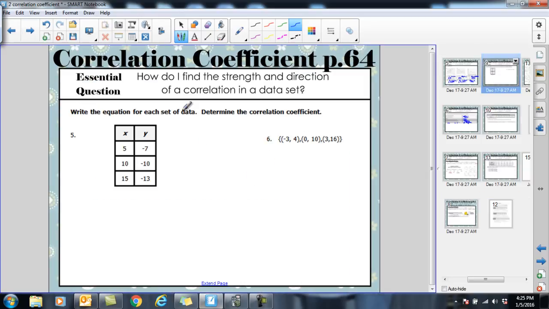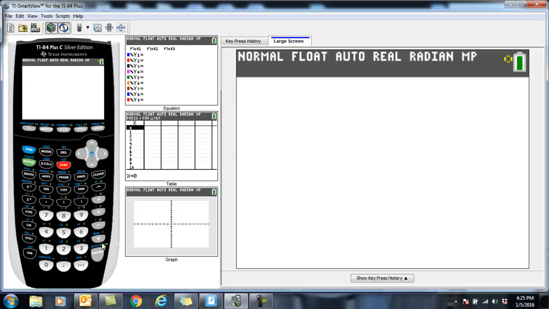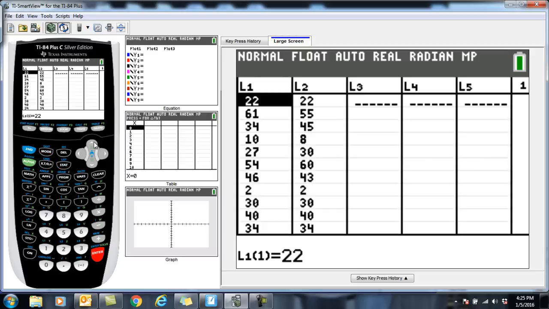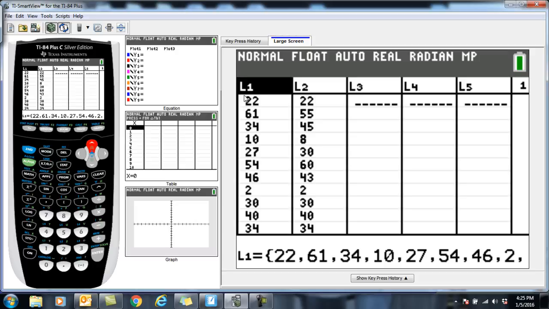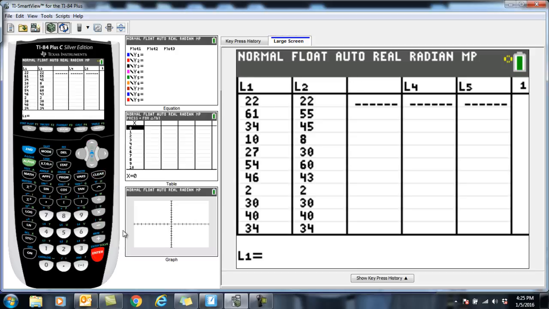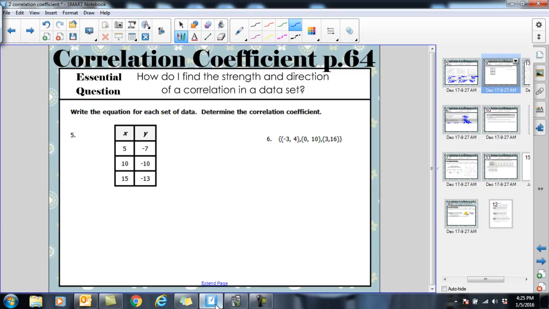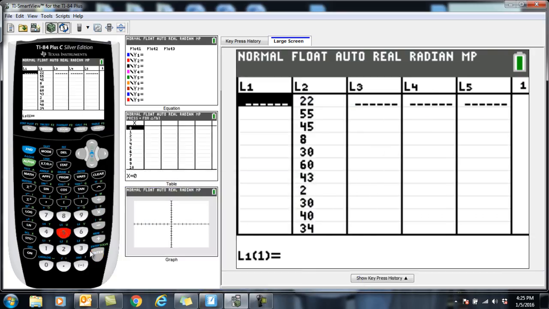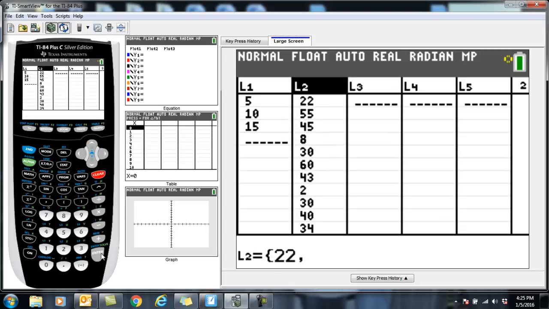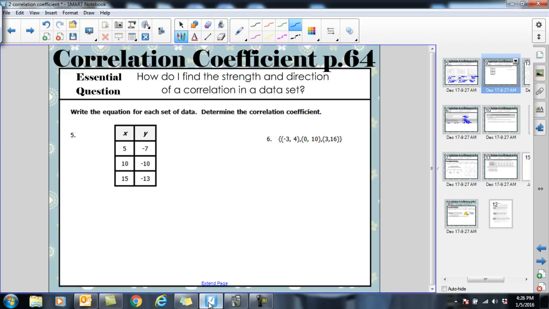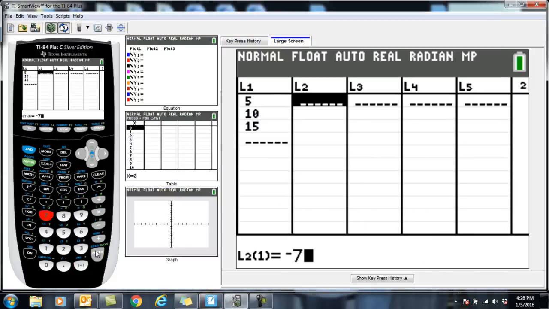So this first question, number 5, it's 5 and 6 ask us to write the equation for each set of data, and then we have to determine the correlation coefficient. So here's our first one. I've got to put these numbers into my list like I did today in class. So we're going to go to Stat and Edit. If there's information in your list, all you have to do is arrow until the L1 or L2 or whatever list you're in is highlighted, and if you hit clear and then enter, it will clear out the list. It looks like our numbers for X are 5, 10, and 15. And then I have to do my other column. So I have to do clear and then enter. And it looks like my Y values are -7, -10, and -13.